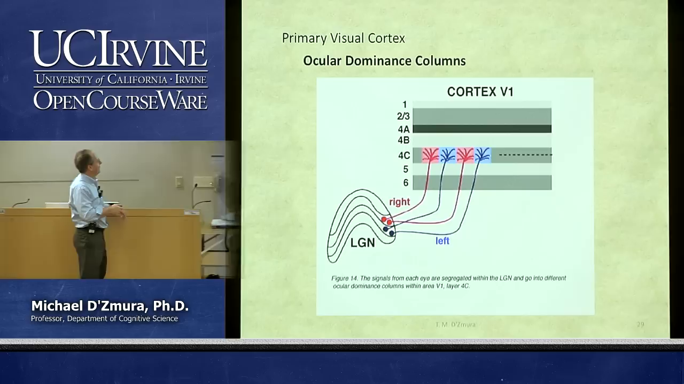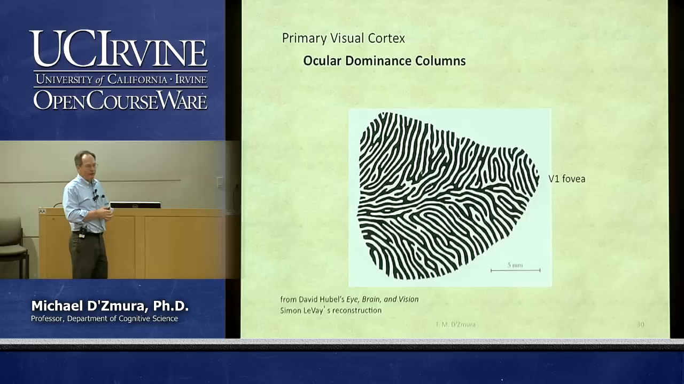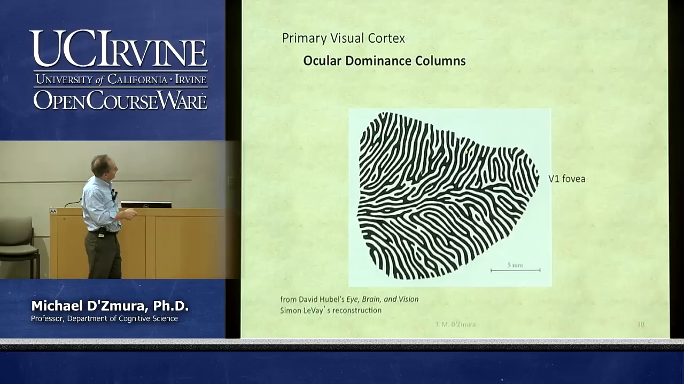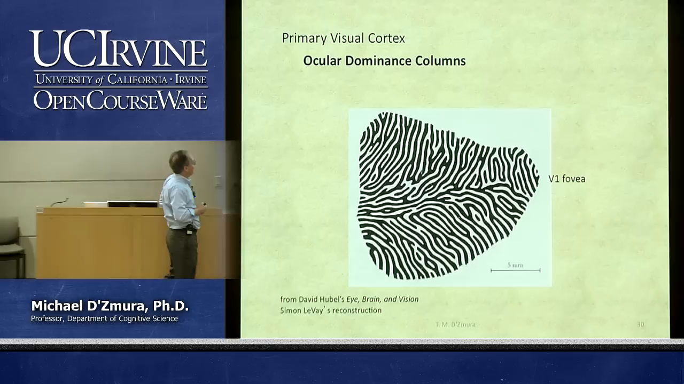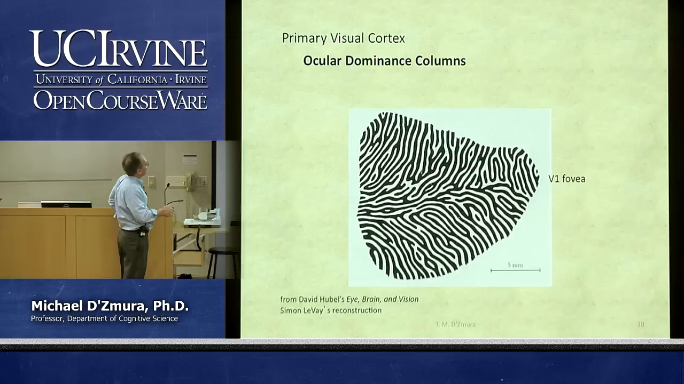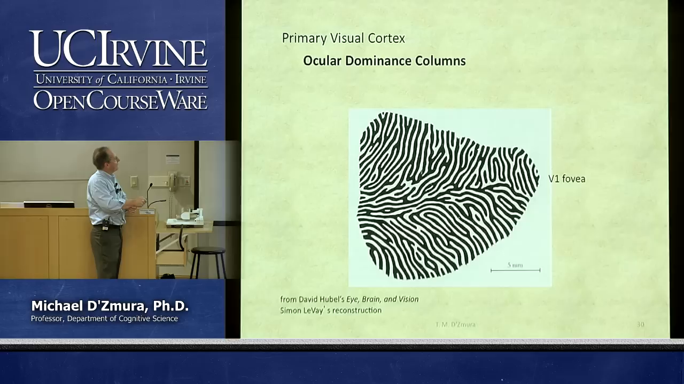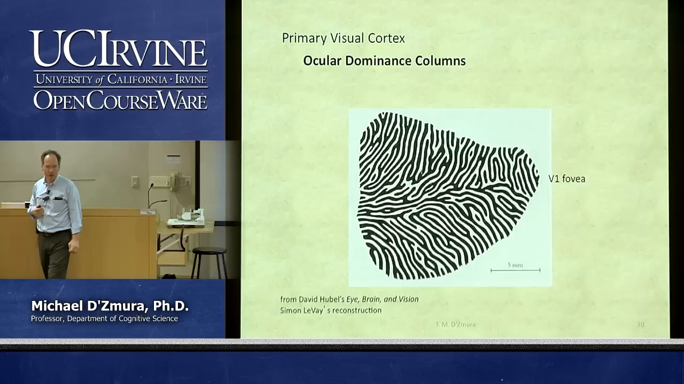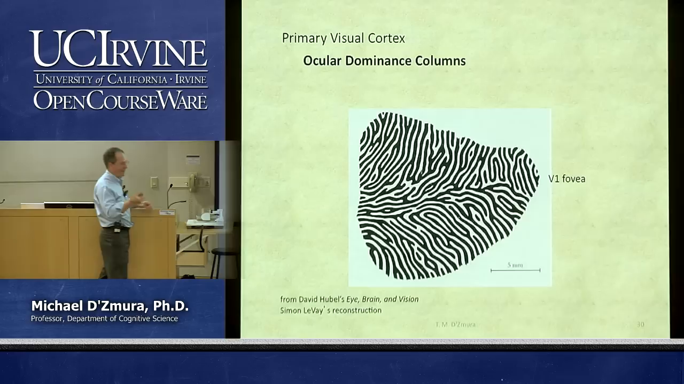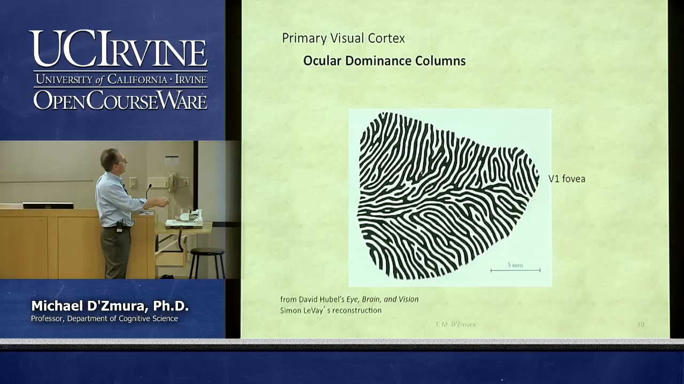V1. And what we have here is the surface of V1 done in a way that indicates which eye provides inputs to the neurons in V1. And I forget if it's the left eye is the black or the right eye is the black. Doesn't really matter. Let's suppose that the right eye is providing the inputs to all of the neurons in these black areas, and the left eye is providing inputs to all the neurons in the white areas. That's effectively what is being shown here. The ocular dominance columns, or which neurons in visual cortex are receiving inputs from which eyes. And this is across the entire surface of visual cortex, with the fovea over here and the periphery over here on the left. So this is work by Simon LeVay.